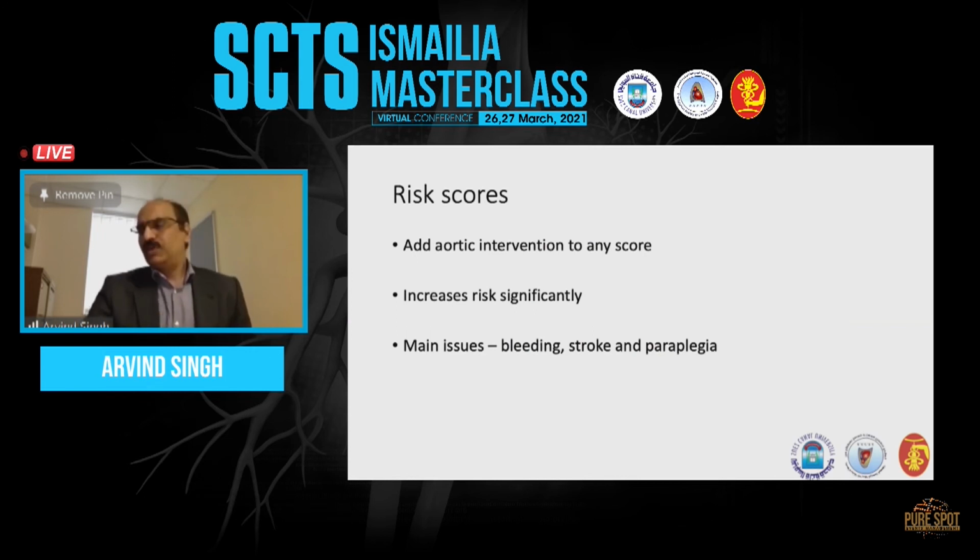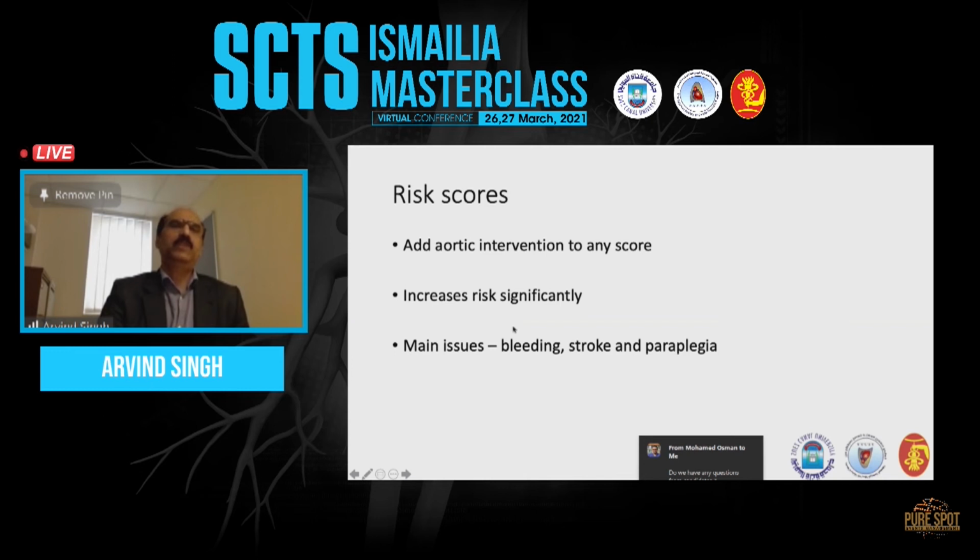Just a quick mention before we go on to the operations, a quick mention about risk scores, and to understand that any aortic intervention actually increases the risk. The issues beyond the usual are bleeding, stroke, and paraplegia. These are the things that you would want to prevent in every patient, but in these patients one probably has to have a strategy to prevent cerebral ischemia, to prevent spinal cord ischemia, and obviously to control the bleeding at the end.